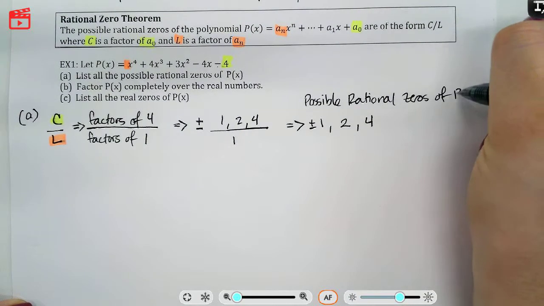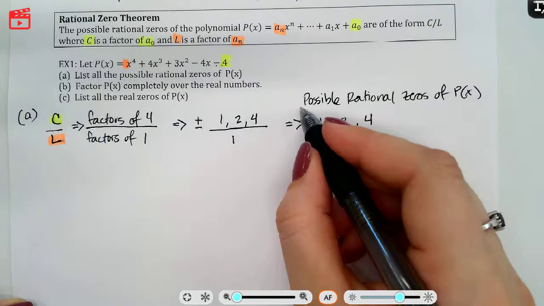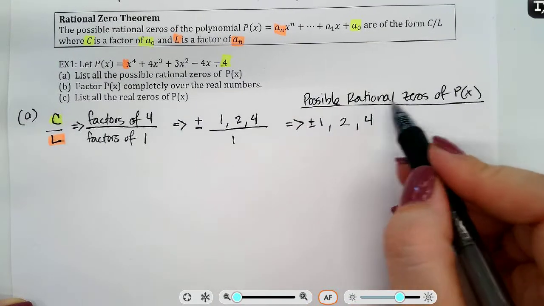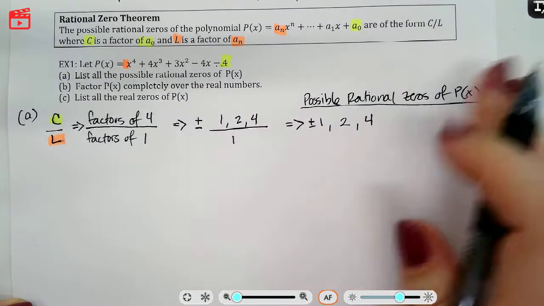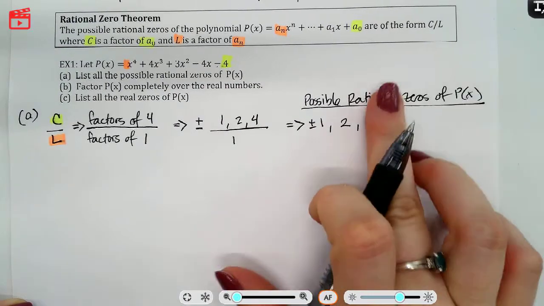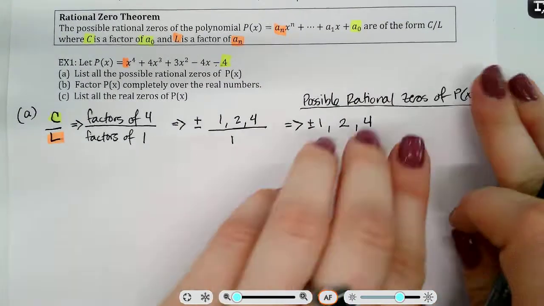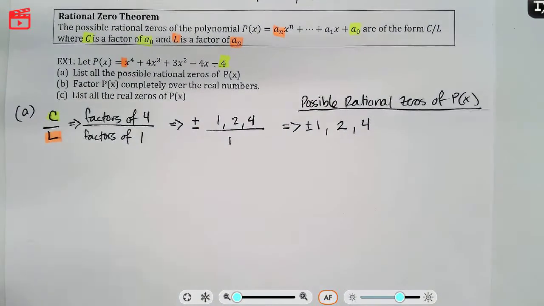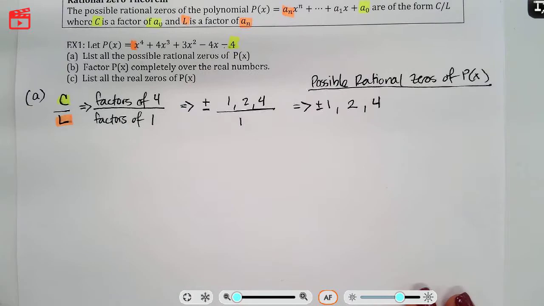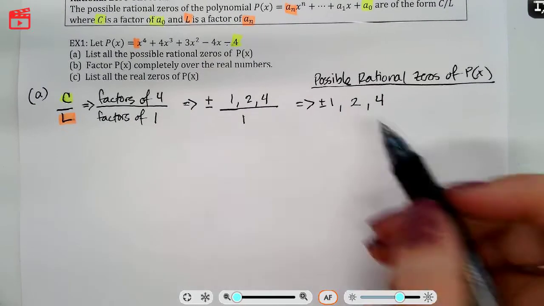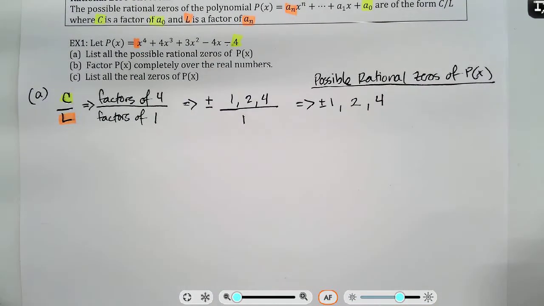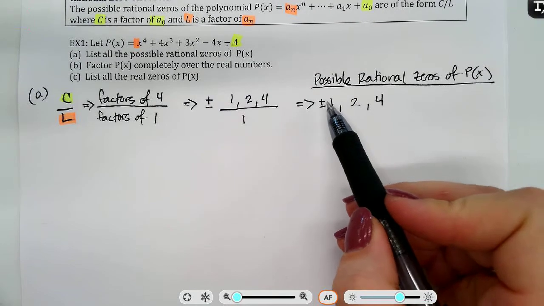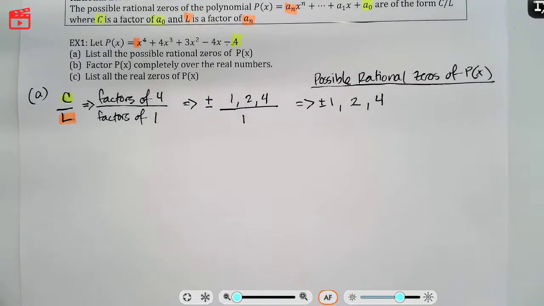of p of x. When you're writing your work out, you don't need to write out the whole thing, possible rational zeros of x. You can just write out possible zeros. Just label them for me when I look at your work. All right, so that was part A. We have 6 possible rational zeros, and I said 6 because we have the positive and negatives of all of them. So part B.